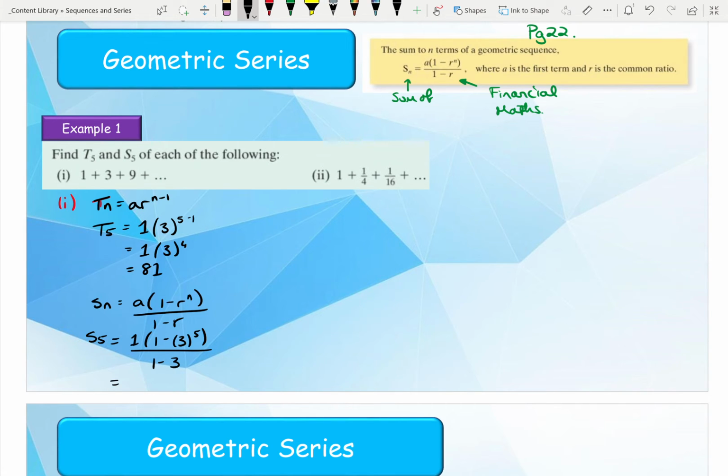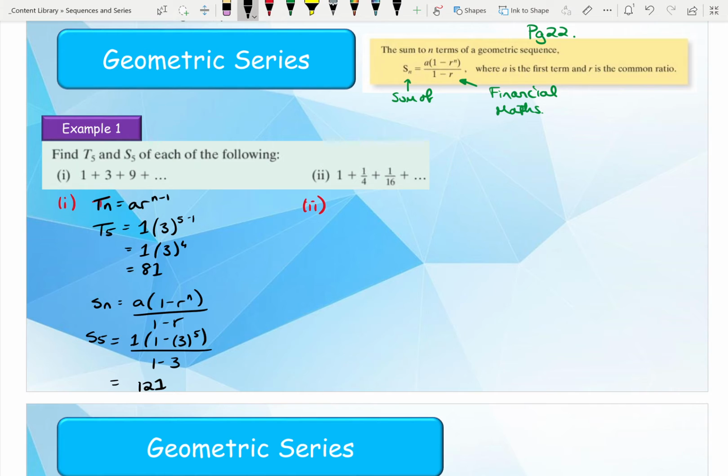So again, fraction button on our calculator, 1 bracket, 1 minus 3 bracket to the power of 5, press across and bracket, down and 1 minus 3 gives me 121, which means the sum of the first 5 terms added together gives me 121. So now we're going to look at the second one here.